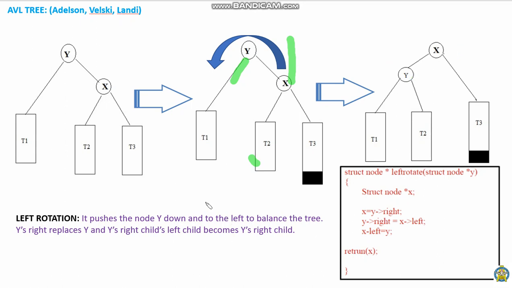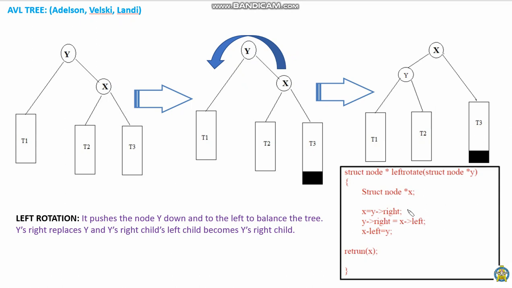So if you want a definition, which is a little confusing, this is a definition for a left rotation. It pushes a node y down and to the left. So we are pushing node y down and to the left to balance the tree. That is, it's a little play of words: y's right child replaces y, and y's right child's left child becomes y's right child. I shall not explain, you look at the picture. I think it should explain to you how the replacing takes place. Nothing, pushing y down, x up, and y gets connected to x, and y's right is free. So x's left becomes y's right now.